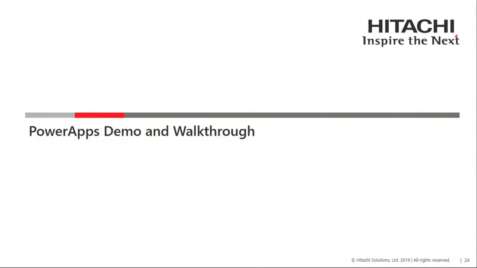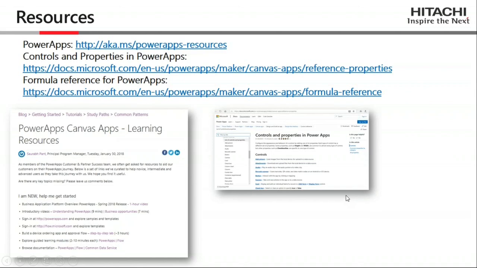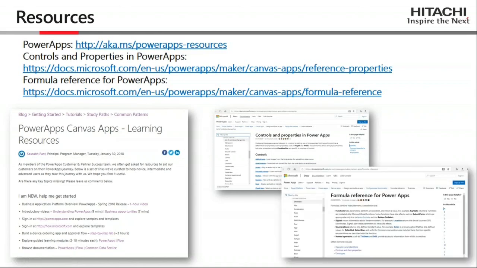Okay, so that ends our session for the walkthrough. I'm now showing on the screen the resources that are available for you to learn more. You can always go to aka.ms/powerapps-resources, and you'd be forwarded to this page where there's a bunch of links that would aid you towards your deeper learning on Power Apps. For the controls and properties in Power Apps, there is a guide that you can use, and you also have the formula reference for Power Apps.